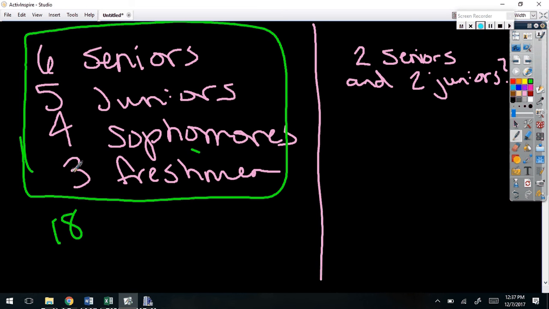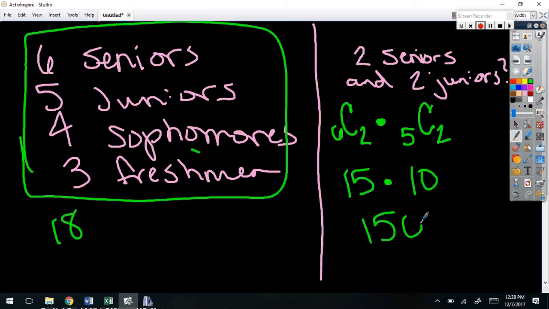So, yes, because I'm only picking from the seniors. There are a total of 6 seniors, and I am choosing 2 of them, and there's an and in there. Do you see the and? Multiply. So multiply 6 choose 2 by 5 choose 2. What's 6 choose 2? 15. Okay. What's 5 choose 2? 10. How many different ways can you form that committee? 150 different ways. Which is pretty amazing if you think there's only 6 seniors and 5 juniors. Does that make sense?